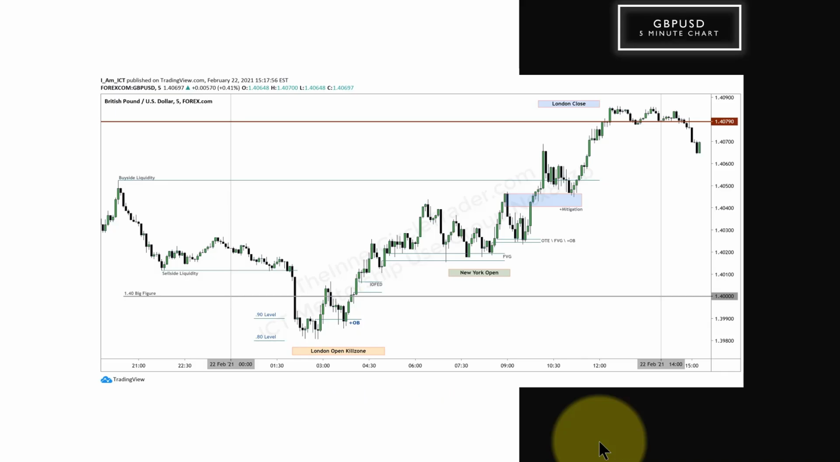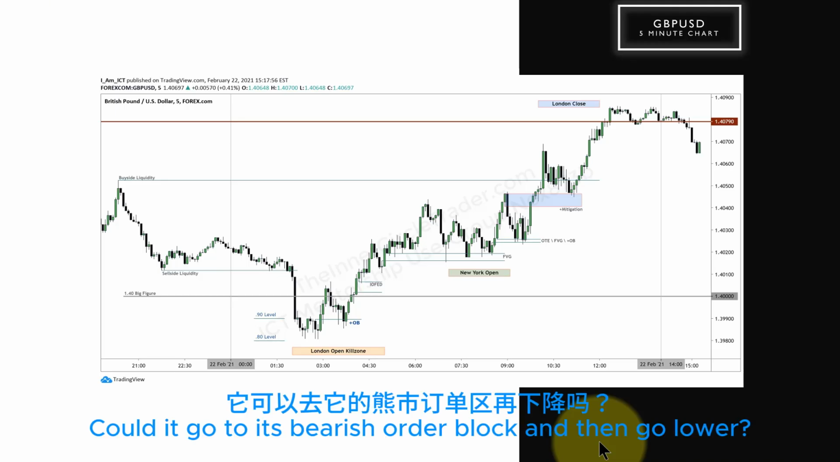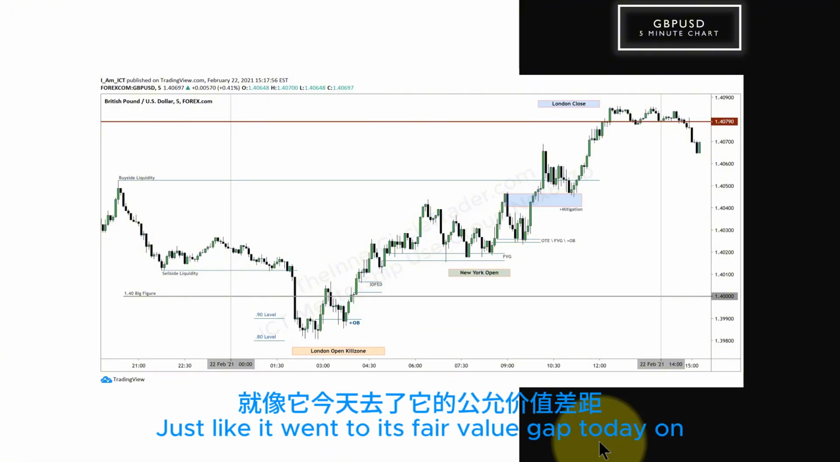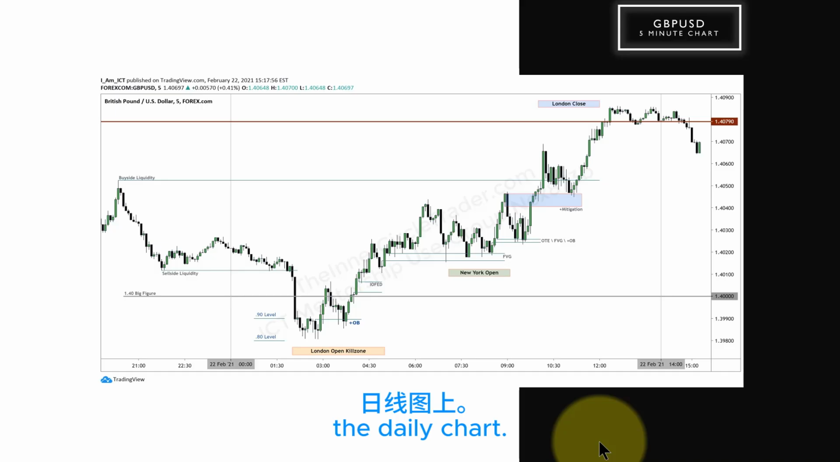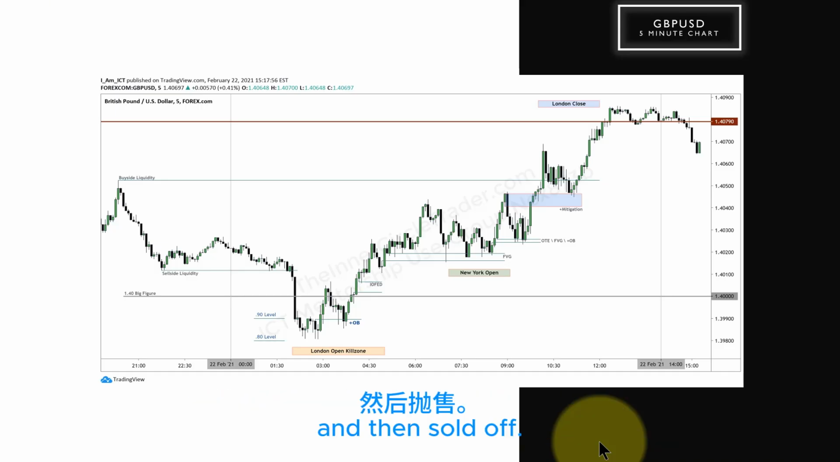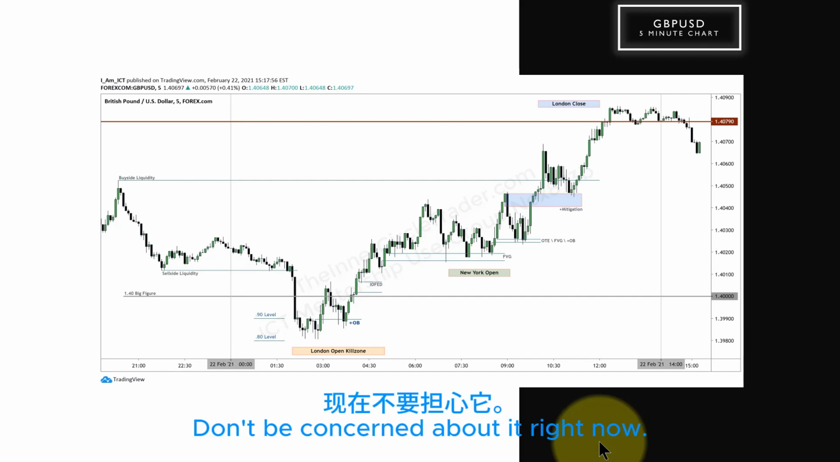You hear me talking. I say I believe that the dollar index has only had this little pump up. Could it go to its bearish order block and then go lower? Yeah. But it went to its fair value gap, just like it went to its fair value gap today on the daily chart. Went right up into a fair value gap, traded to it, and then sold off. If you don't know what I'm talking about, I'll cover it in the midweek review. Don't be concerned about it right now.